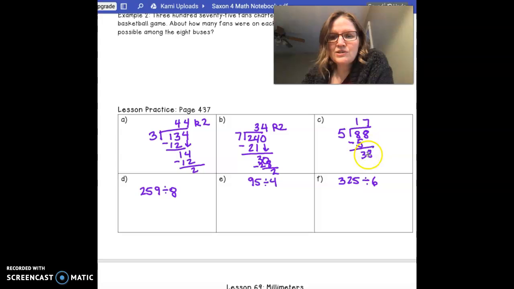5 times 7 is 35. We subtract. We get 3. Our remainder is 3.